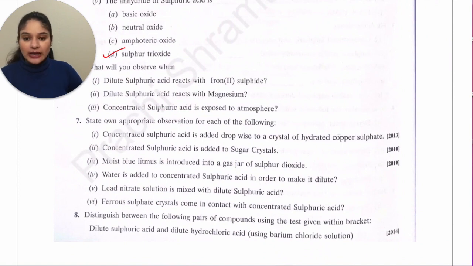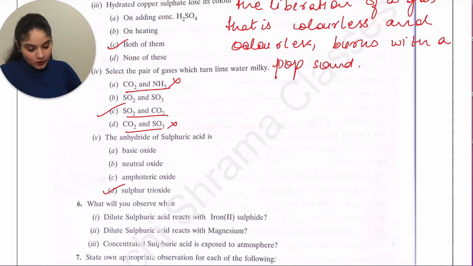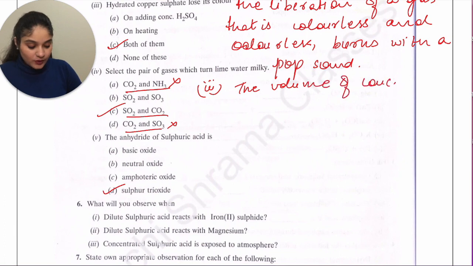Now the next question is, concentrated sulfuric acid is exposed to atmosphere. So when it is exposed to atmosphere, you will see eventually the volume of sulfuric acid increases. So I'm going to just write that much, and that should be fine as an observation. You can say the volume of concentrated H2SO4 will increase after some time.